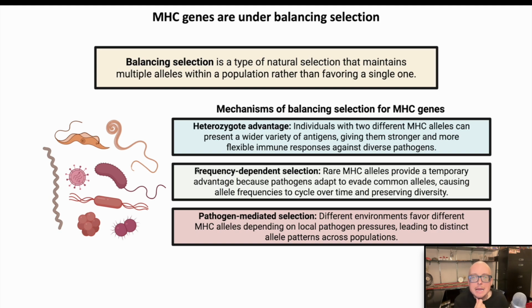Balancing selection is a type of natural selection that tends to maintain multiple, distinct, diverse alleles within a population rather than favoring a single one. And it's actually more rare to be under balancing selection than to be under other types of selection, such as stabilizing selection or purifying selection. These types of selection tend to occur more often, and they actually discourage multiple alleles and diverse alleles within a population, because it is sometimes more functional to have one good allele that functions all the time.